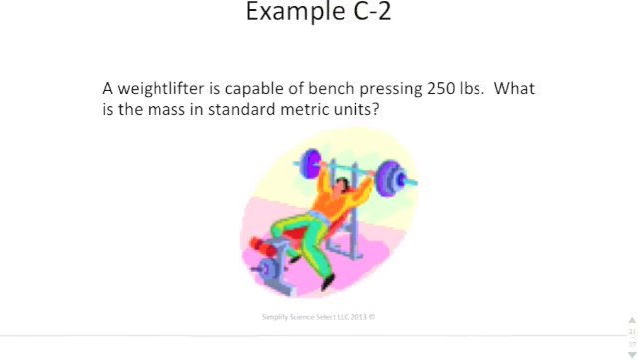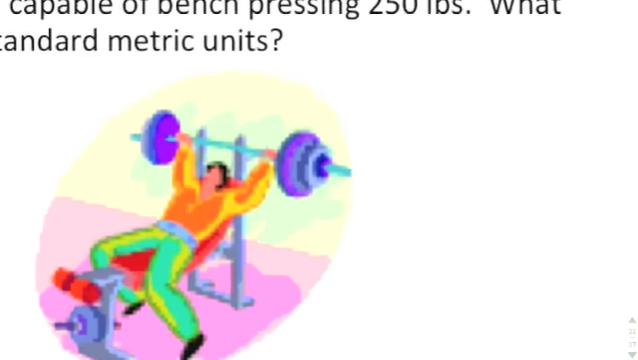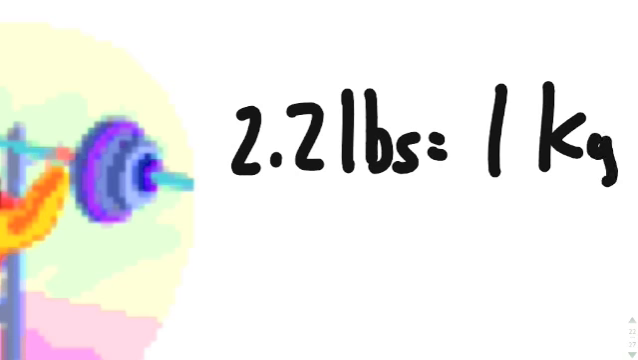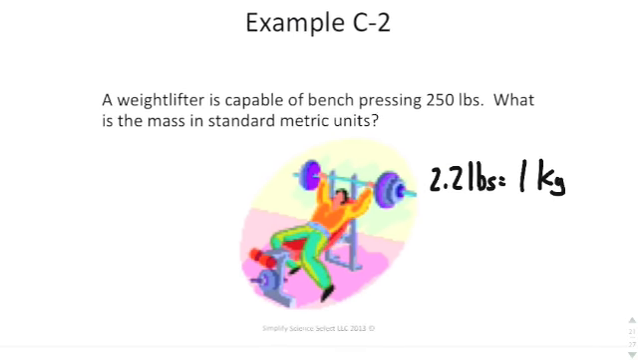Okay, example C2, it says a weightlifter is capable of bench pressing 250 pounds. What is the mass in standard units and standard metric units? The hint that we can get here, we need a statement of equality. We need a conversion factor. So it's 2.2 pounds equals 1 kilogram. And that's what we're going to use. Start with this 250 and go ahead and work that one out and see what answer you get.